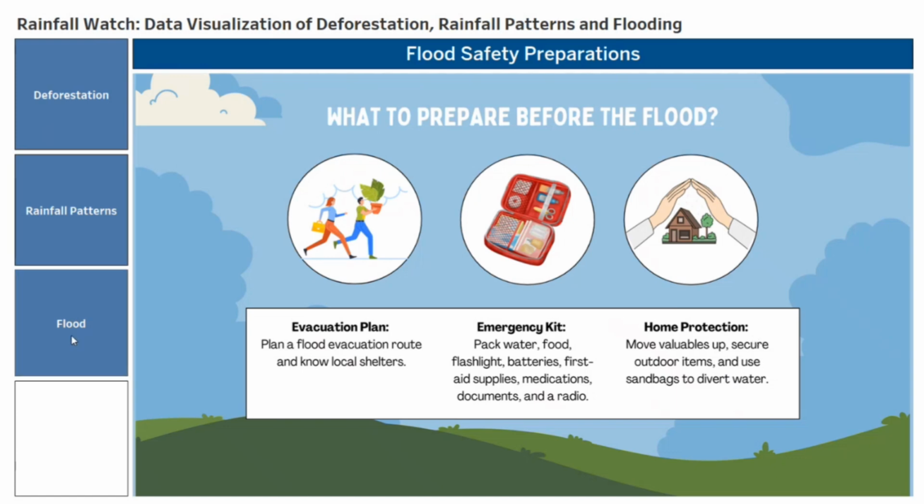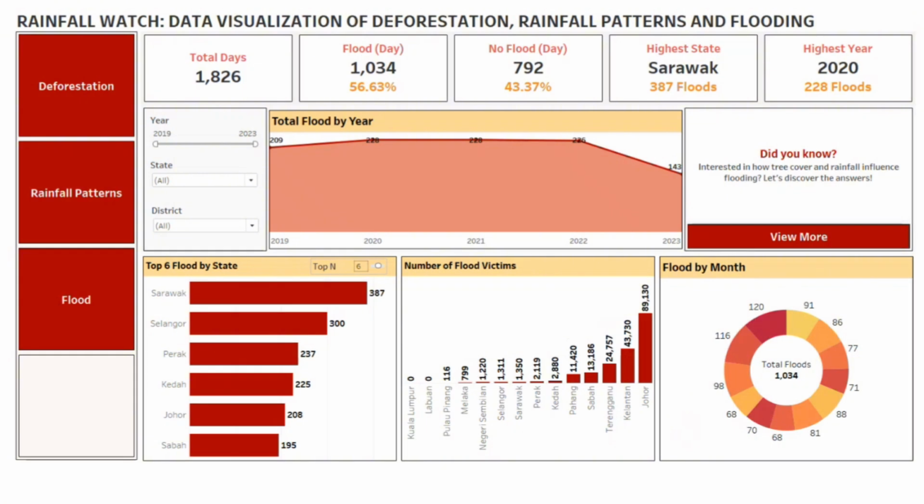And then when the user clicks the flood button here, it will lead to the flood page, and it is shown that there are several text visualizations and graphs. For the text, it shows the total days, the days with floods, the days without floods, the state with the highest number of floods, and the year with the highest number of floods. And the area chart here shows the total floods by year, and the pie chart here shows the number of floods by month.